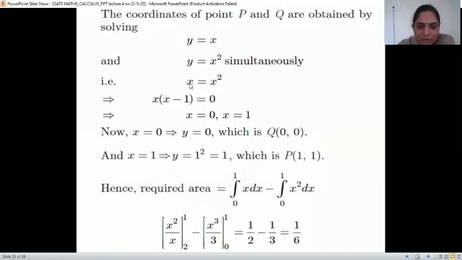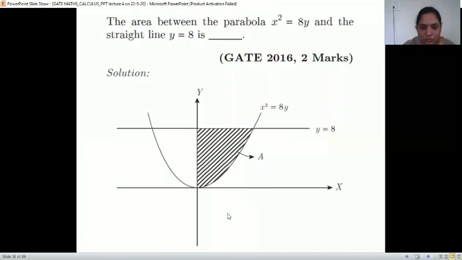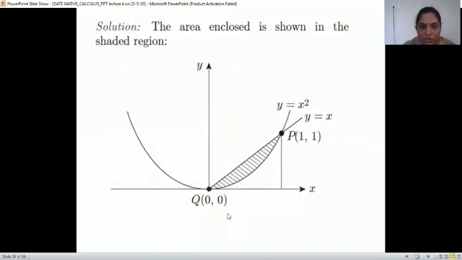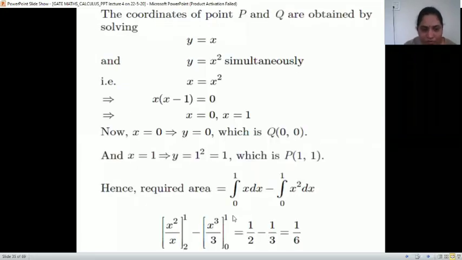Here it is shown: y is x square, so put y is x in this. We get x is 0 or x is 1. When x is 0, y is 0, and when x is 1, y is also 1. So the points of intersection are (0, 0) and (1, 1). Right? So for the required area, we can draw a strip and solve, or we have a formula for that.